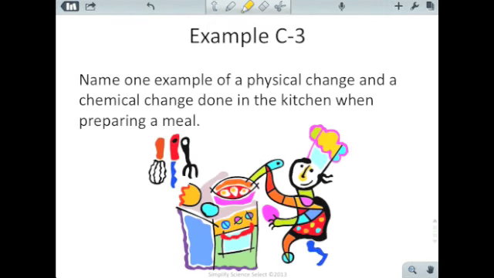Example C3. Name one example of a physical change and a chemical change done in the kitchen when preparing a meal. One example of a physical change would be boiling water to cook pasta. One example of a chemical change would be baking a cake. Think of any others that you can think of and write those down.